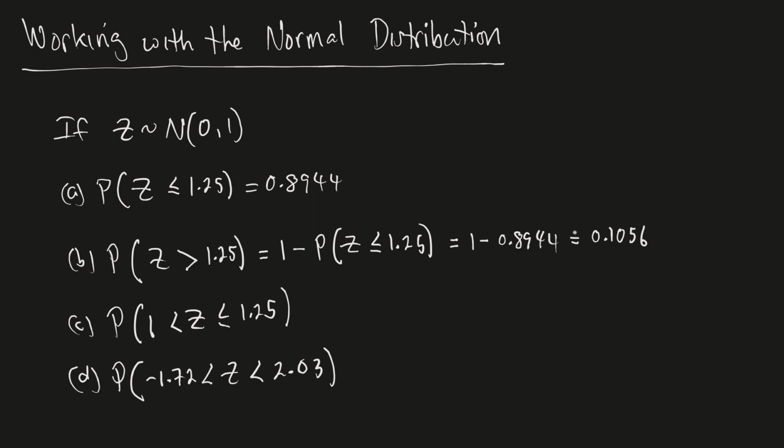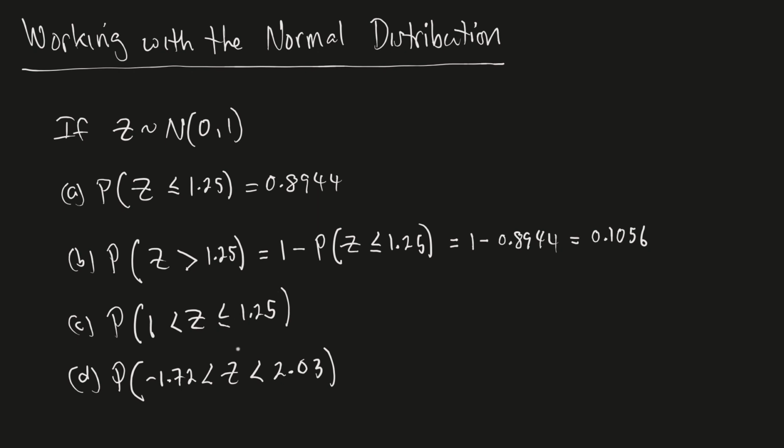That gives me 0.1056. So now what if we have a probability where we're trying to find the probability that our standard normal random variable is somewhere between 1 and 1.25?